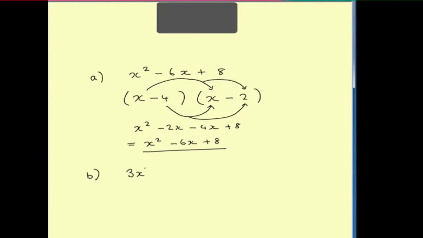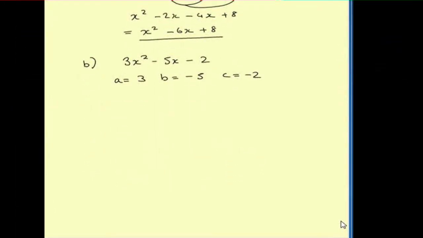3x squared minus 5x minus 2. Well, here a is equal to 3, b is equal to minus 5 and c is equal to minus 2. Now we have to use the second method to factorise because the coefficient of x squared is greater than 1. So we do a times c, so that's equal to 3 times minus 2, so that's minus 6.